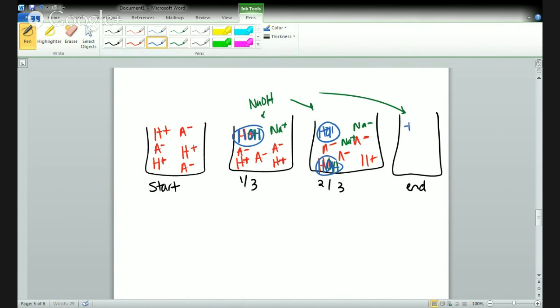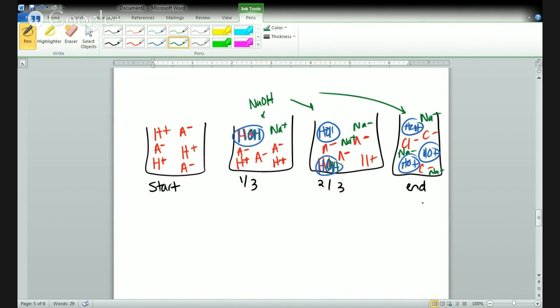So I will have 3 water molecules. I would have 3 Cl minus ions. And I would have 3 Na ions, because all of my Na and all of my OH would have reacted.